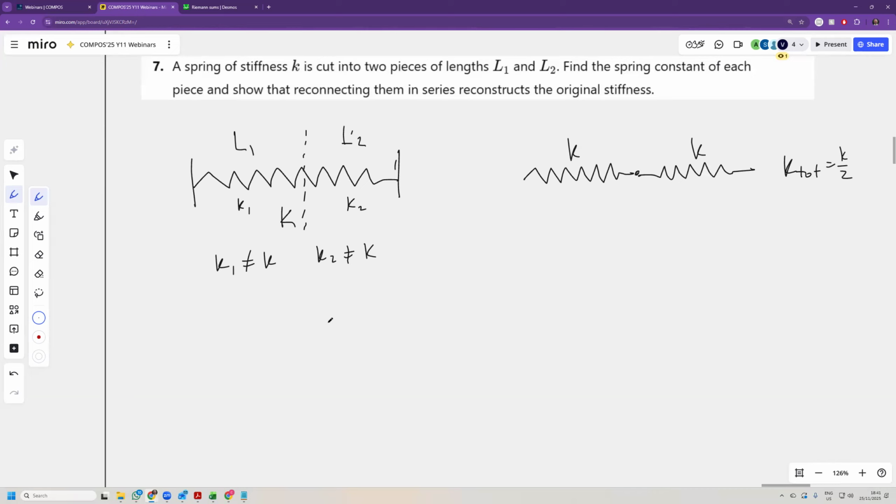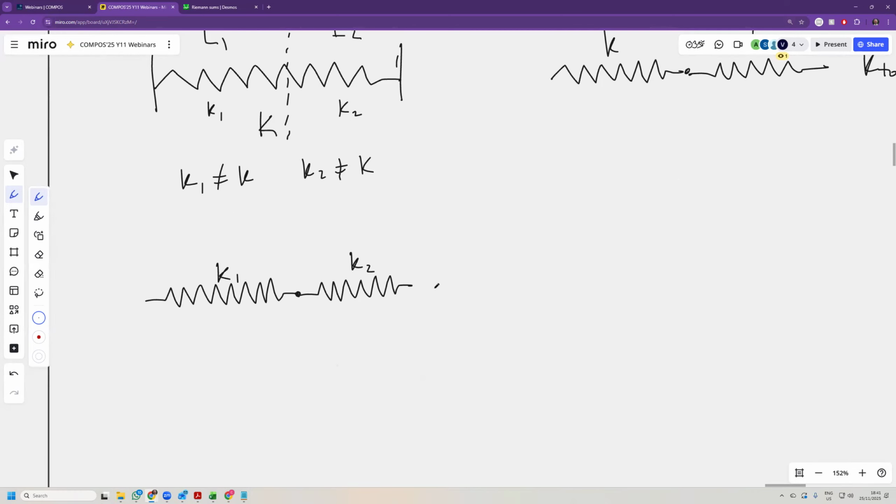Well, imagine that we have this spring. Instead of one spring, imagine we have two springs, K1 and K2. And let's pull on it. Let's pull on that spring with a force F.